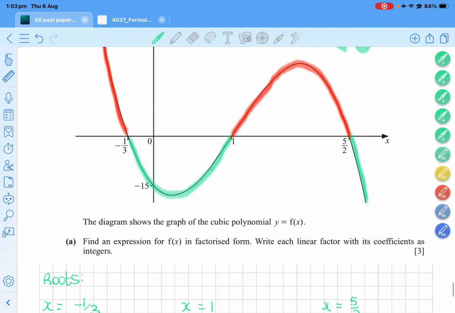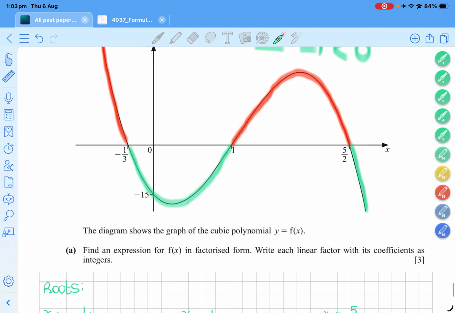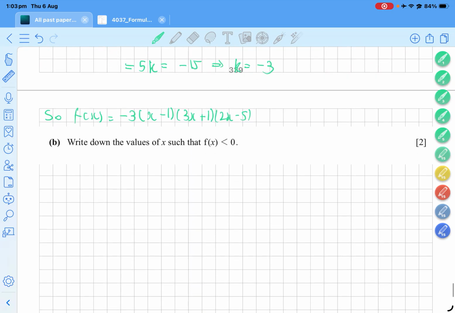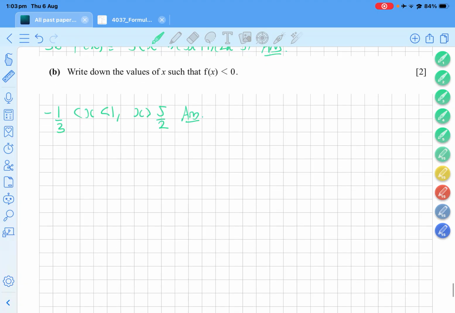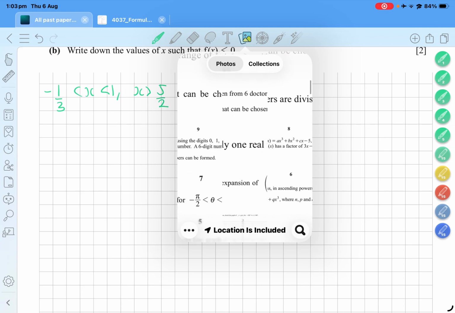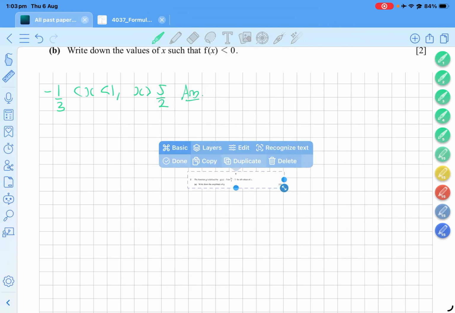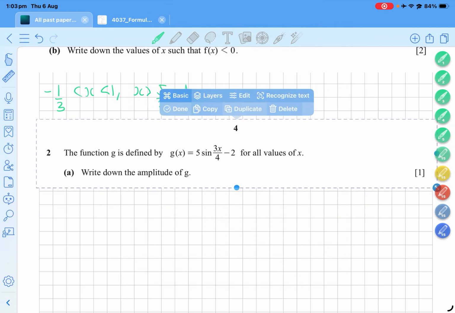Okay, so we want the green part. The first one is from minus 1/3 to 1, and then after 5/2, we just need to write it like that. Minus 1/3 is less than x, less than 1, and then x is greater than 5/2. Okay, then question 2.